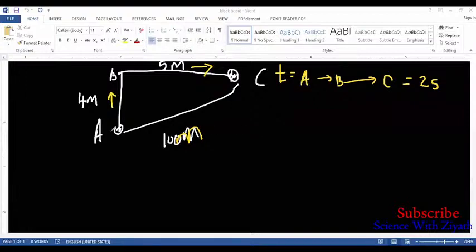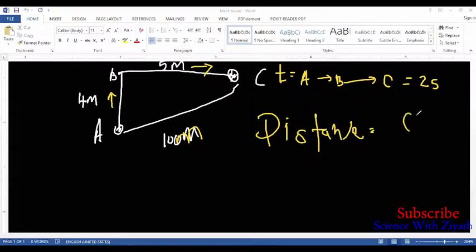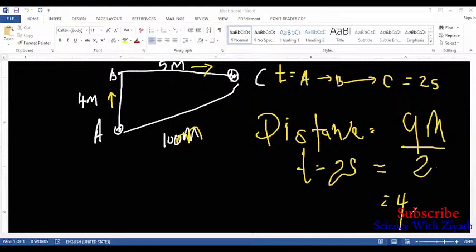Object is moving from A to B, then B to C. So the distance for this motion is 4 plus 5, 9 meter. And the time taken for this one, 2 seconds. And 9 over 2, what's the answer? 4.5 ms minus 1. Very easiest question. இப்படிதான் O level வரும் MCQ ல.